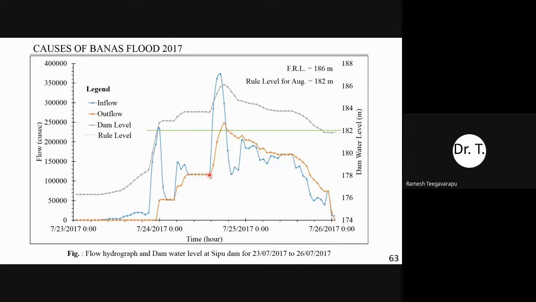But if they install some kind of rain gauges upstream, like in Mount Abu or some other places, maybe they will have some idea about how much water is going to come in future.